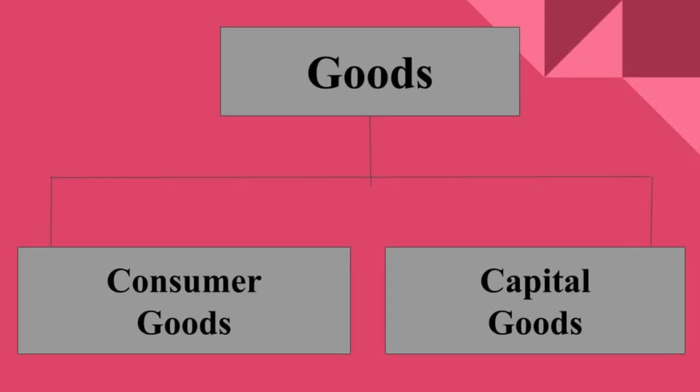Hello viewers. So as we have discussed about goods and services, goods are the physical or tangible items and services are the intangible items. Now we will try to understand in detail about consumer goods and capital goods.